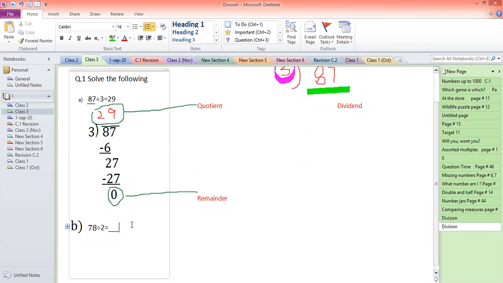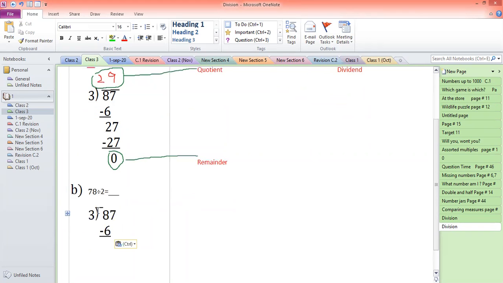That is 78, guys. The dividend here is 78. And what is the divisor here? Because 78 is going to be divided by 2, so you will write here 2.